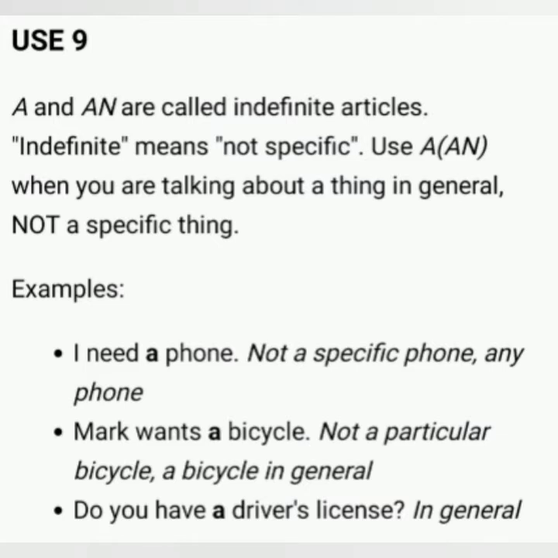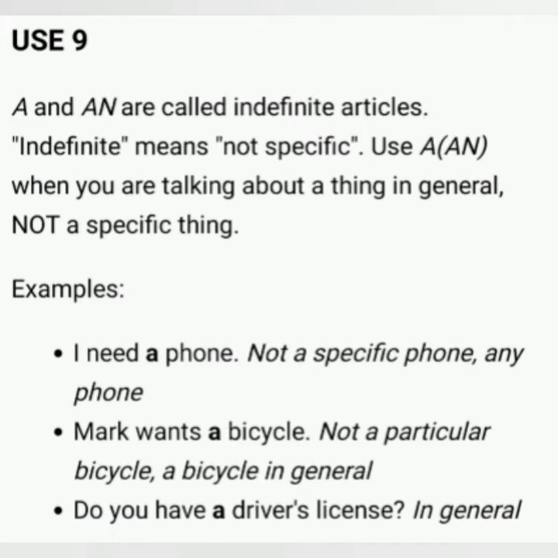"Mark wants a bicycle." Not a particular bicycle, a bicycle in general. So we are using a bicycle. "Do you have a driver's license?" Here, license is common, so they are asking about any driver's license. So here we are using a.